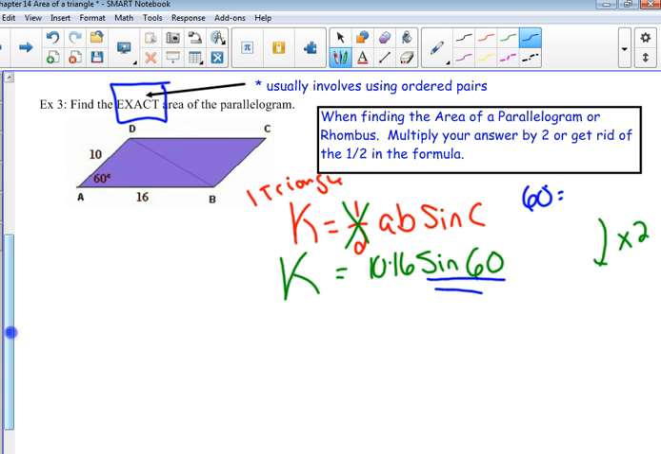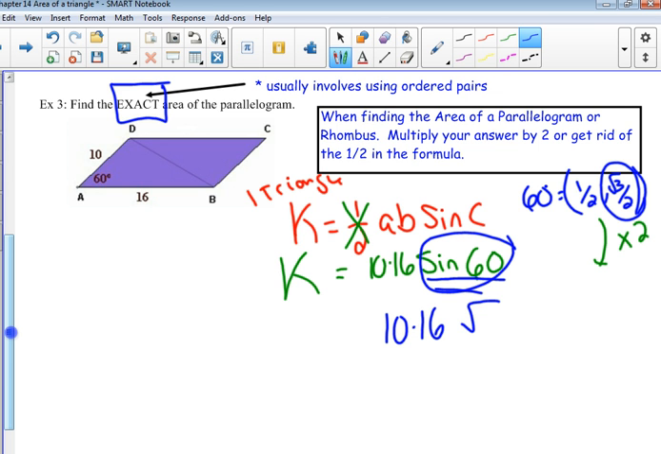Think about your ordered pairs. Good. The sine of 60 degrees is really radical 3 over 2. So this whole sine of 60 is radical 3 over 2. And now we want to simplify this because our calculator can't do a radical. So to make it exact, we want to leave the radical there.